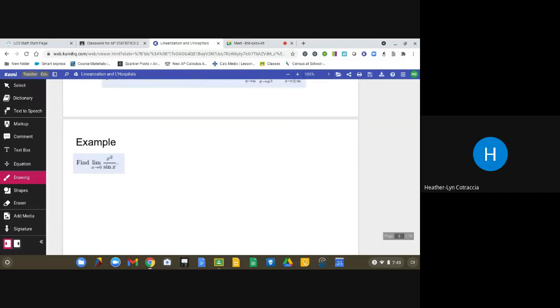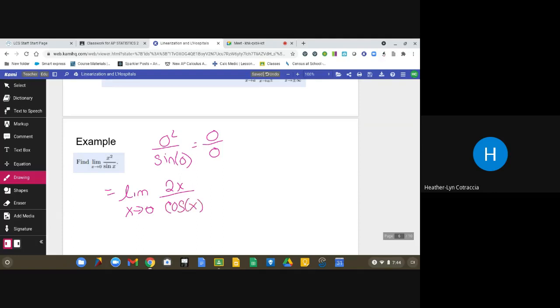Okay, so here's our first example. So step 1, plug 0 in. If we did that, we would get 0 squared over sine of 0, which gives me 0 over 0. That is an indeterminate form. So L'Hopital's rule says that is equal to the limit as x approaches 0 of the derivative of the top over the derivative of the bottom. So the derivative of x squared is 2x divided by the derivative of sine x. Remember, sine goes up through the origin, so it will give me cosine of x.